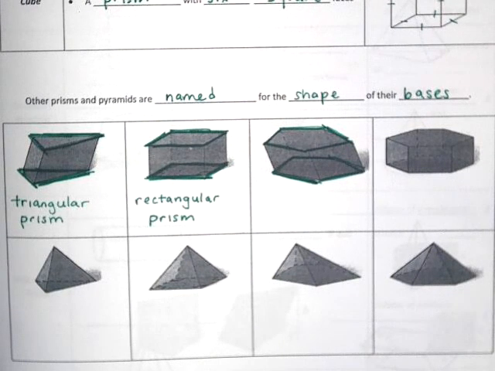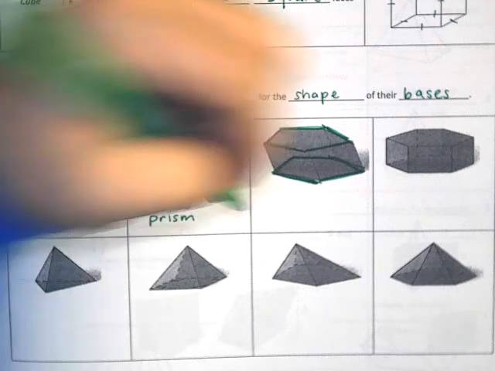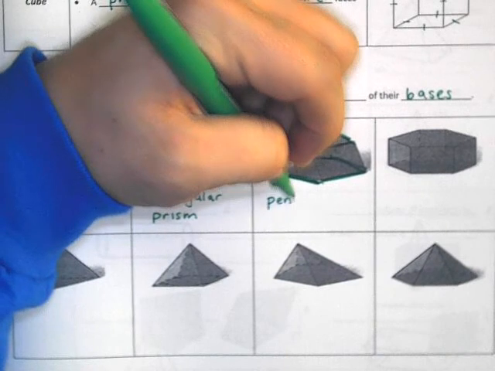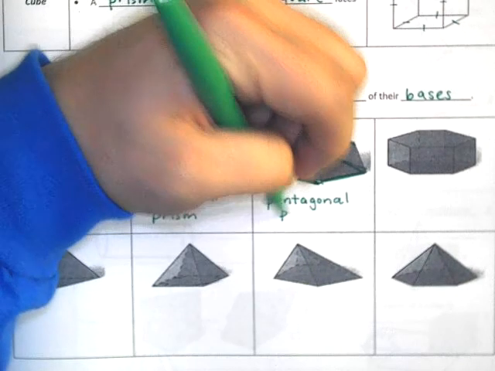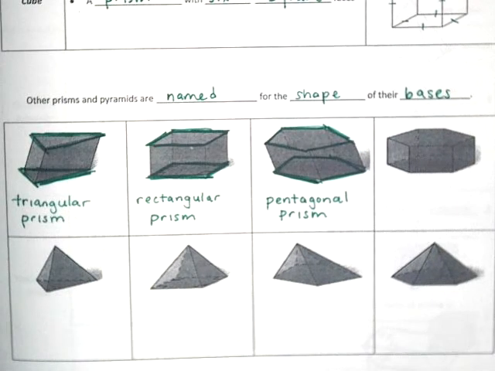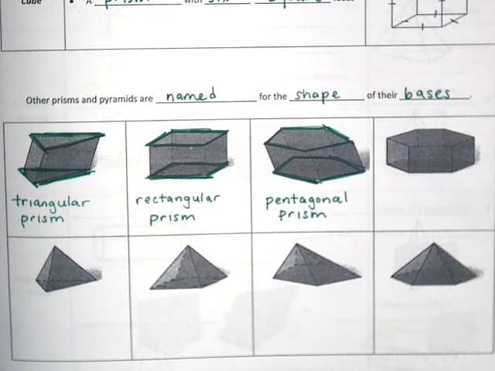Now to name it, again, we use the shape of the base. The base is a pentagon, so this is a pentagonal prism. Easy enough, right? Our last prism is this one right here.